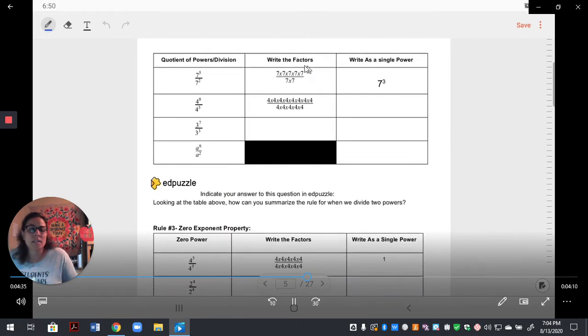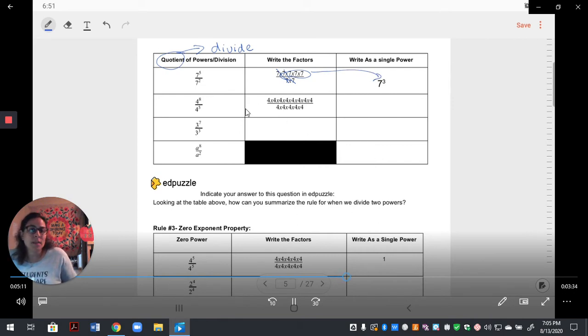Okay, let's take a look at the next page. We're going to do quotient of powers, which means to divide, or that's division. And so now we're going to take 7 to the 5th, which is your 5 sevens in the numerator, divided by 7 squared, which is 7 times 7 in the denominator. And if you notice, 7 over 7 is just 1, so we can cancel out here. So you get 7 over 7 is 1, and you're left with 3 sevens.